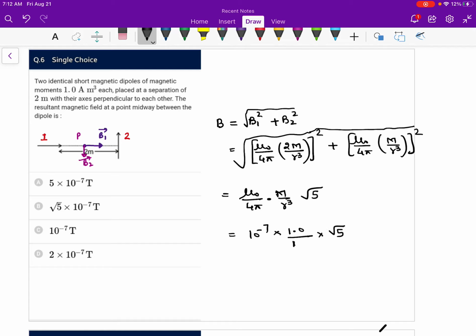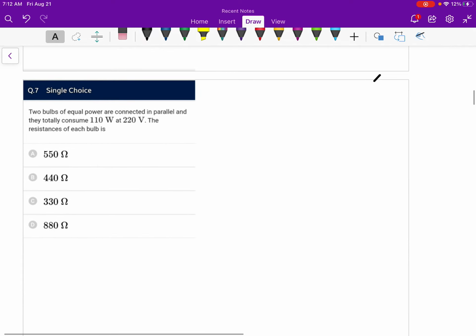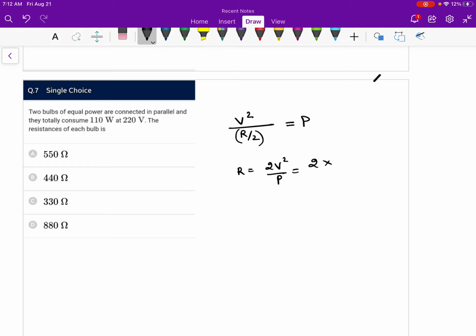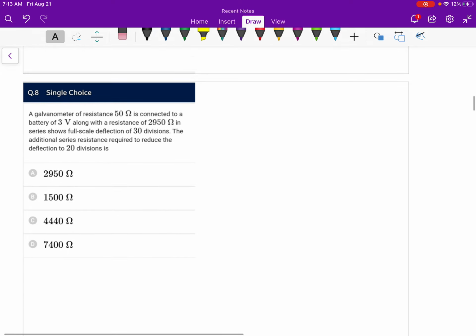So root 5 into 10 to the power minus 7. So B is the correct option. Two bulbs and the total consumed power is 110 volt. So V square upon R equivalent, which is R by 2, is the total power. So R is 2V square upon P, that is 2 into 220 into 220 upon 110. So this is 880 ohm. So D is the correct option.